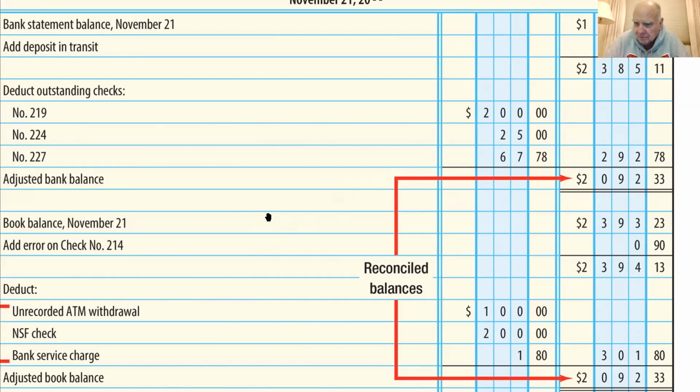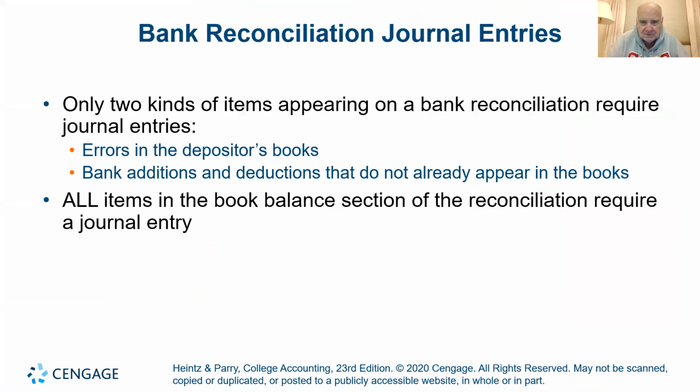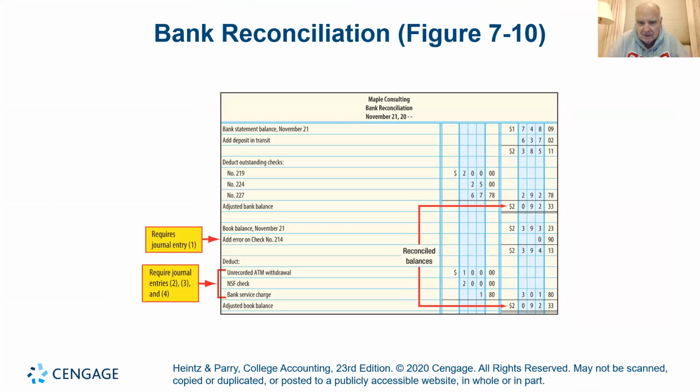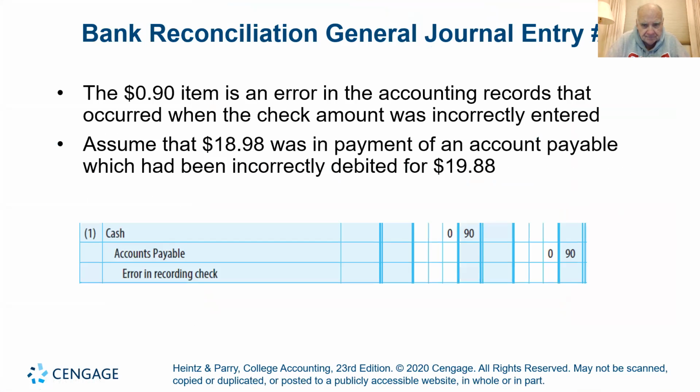Suppose the bank did make an error. We may never know about it. And we certainly do want to know about it, okay? Bank reconciliation. No journal entries up here. No journal entries for anything on the bank section. Here, these are all journal entries, huh? We're going to have to figure out what to do with that 90 cents and this withdrawal and the bounce check and the fee. So let's take a look here.